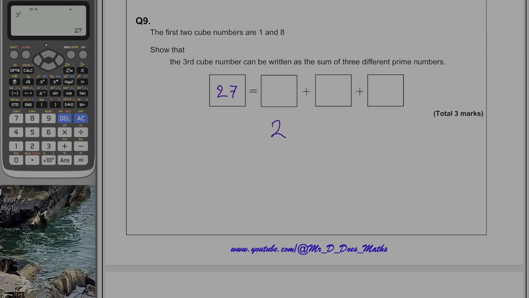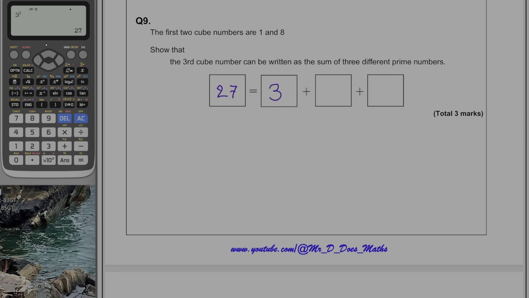We can't use 2 because if you think about it, 2 would leave an odd number left to add, and 2 is the only even prime number. You can't have two odd numbers that add together to make an odd, because an odd and an odd must equal an even. So we can't use 2.